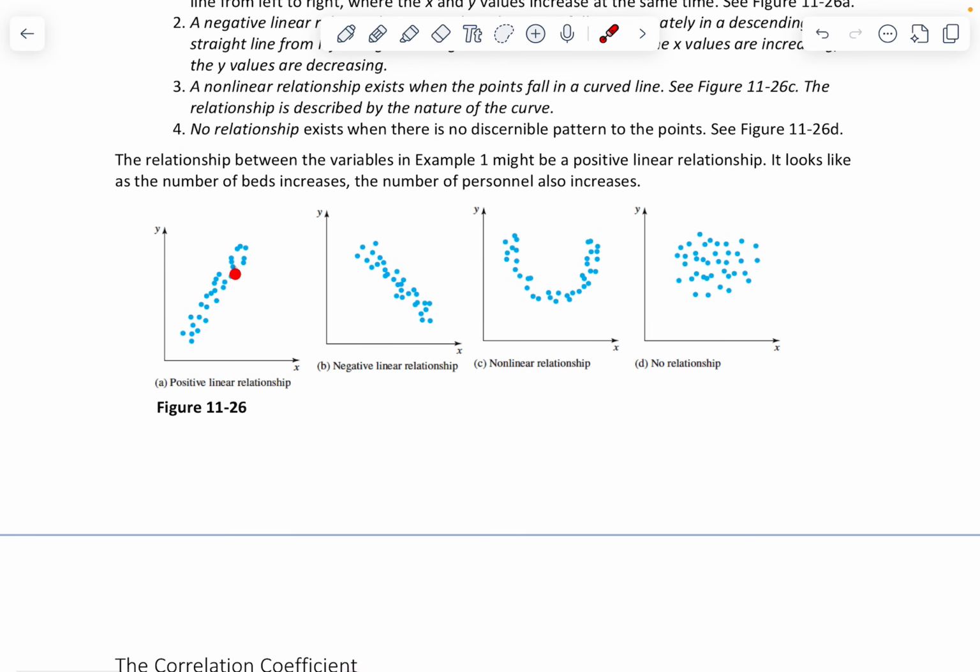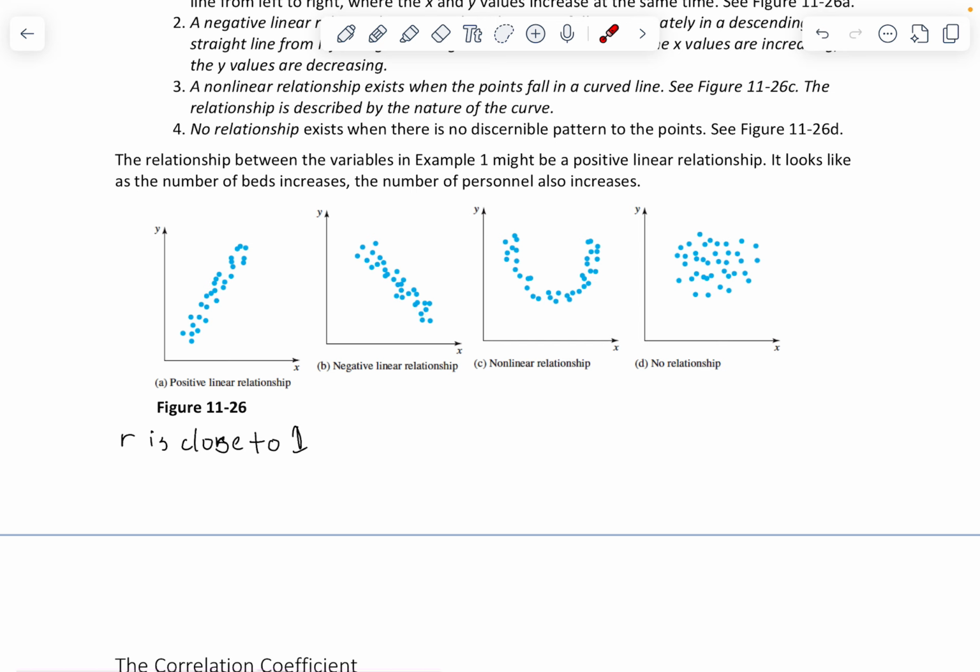The first plot right here shows a positive linear relationship. It's pretty obvious. Now, the points are not perfectly lined up in a straight line, but they're close enough that you see an obvious trend. So the R value should be close to 1. It won't be equal to 1. It's not a perfect relationship, but it's a strong relationship because the trend is obvious.